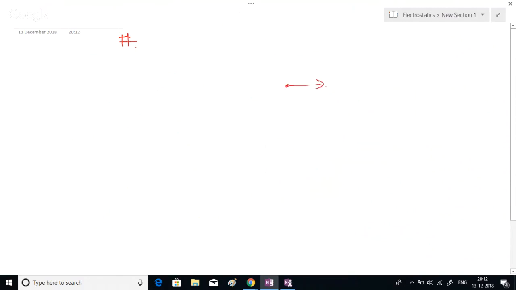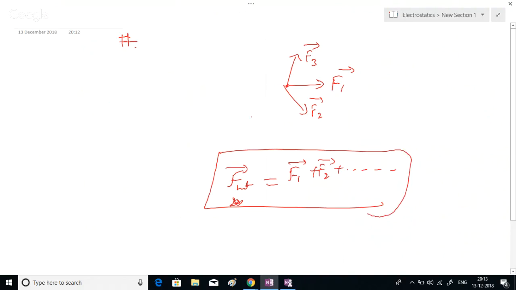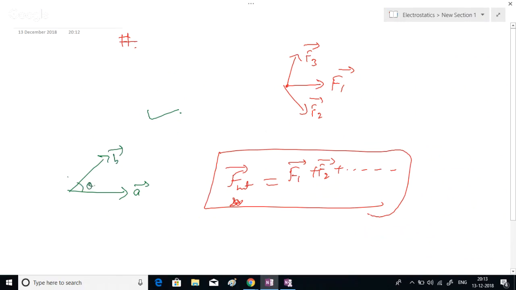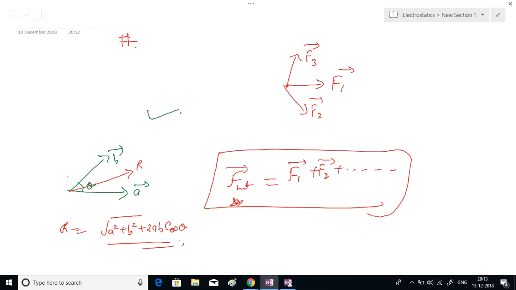Next, suppose at any point more than one force is there, say F1 vector, F2 vector, and F3 vector acting like that. The net force on the particle will be given by the vector resultant, so F1 vector plus F2 vector plus and so on. Have you got it? Do you know the vector resultant for two forces? If A vector and B vector are at some angle theta, the resultant is given by the square root of A squared plus B squared plus 2AB cos theta. The root is for the whole thing, right? Yes, it is for the whole thing.